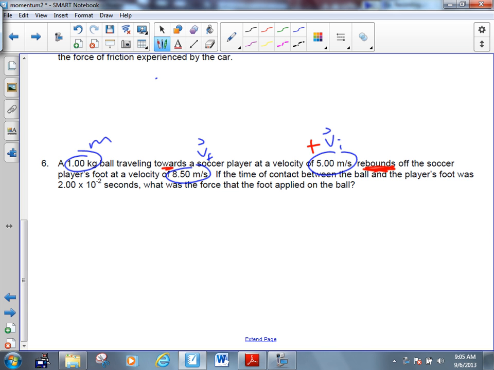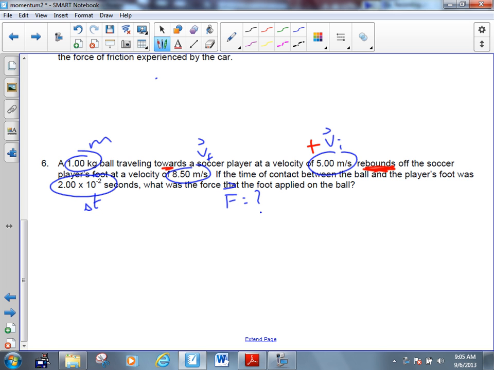All right, the time of contact is this. We want to find the force, so we want to find F. How do we know this one's impulse? It doesn't say impulse. It doesn't say momentum. It has a force in a time. Right. Sometimes it's obvious, sometimes it's not quite as obvious.